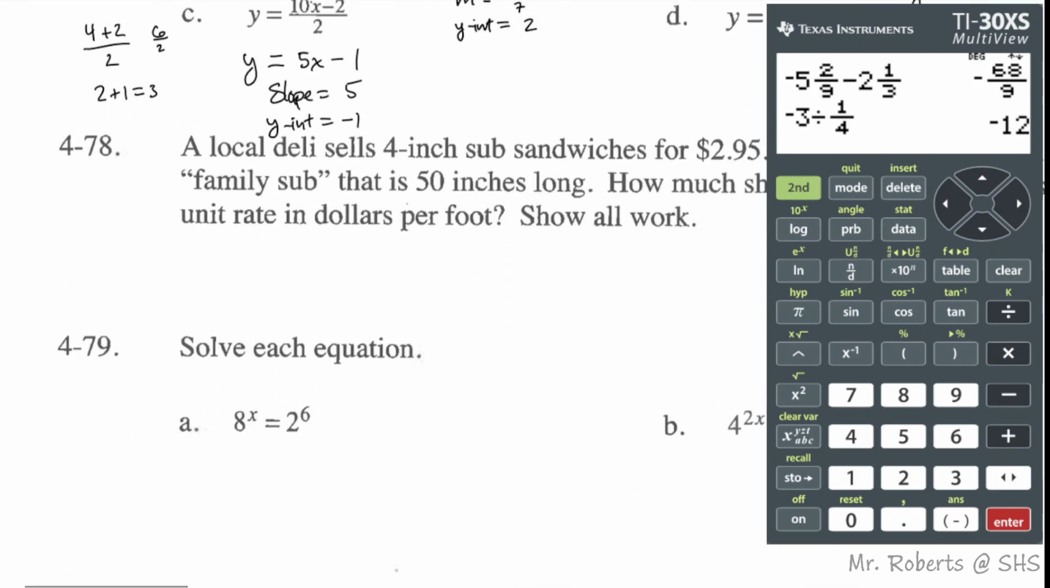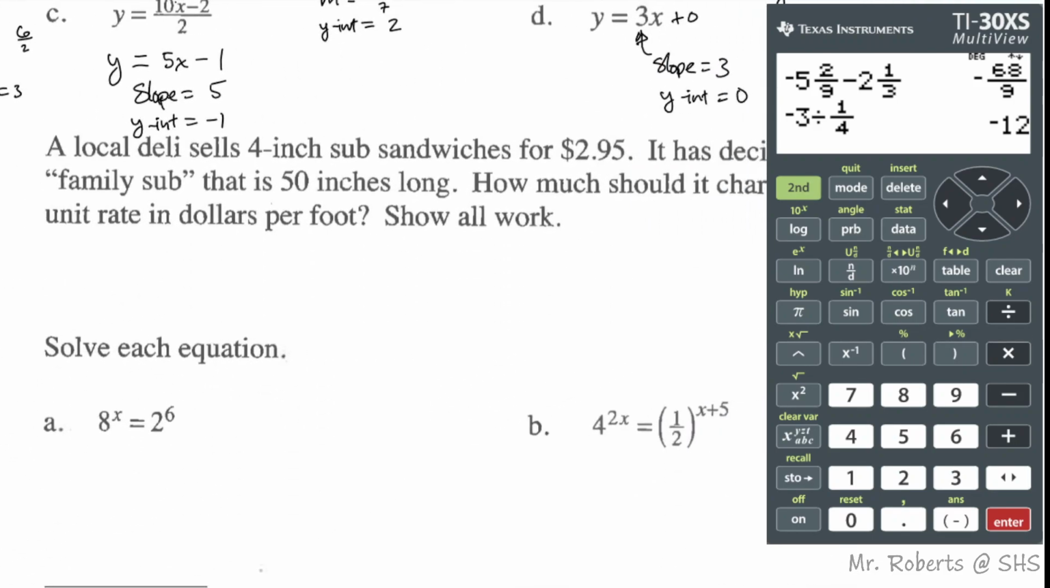All right, next. A deli sells 4-inch sub sandwiches for $2.95. It has decided to sell a family sub that's 50 inches long. How much should it charge? What is the unit rate in dollars per foot? Ooh.